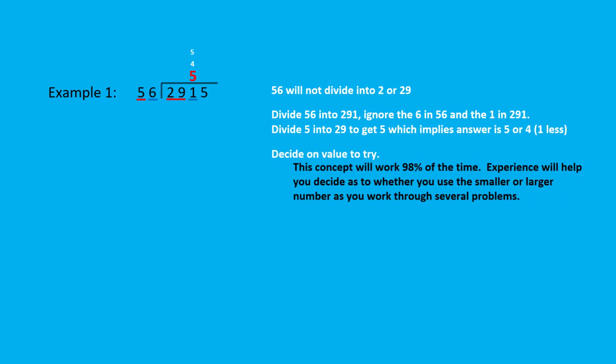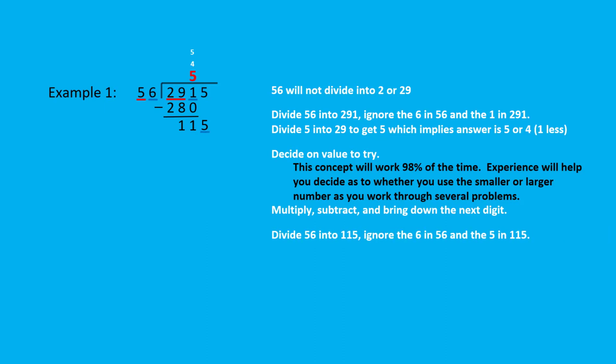This concept will work 98% of the time. Experience will help you decide whether you use the smaller or larger number as you work through several examples. Multiply, subtract, bring down the next digit. So 5 times 56 is 280. You subtract, you get 11. Bring down the 5.